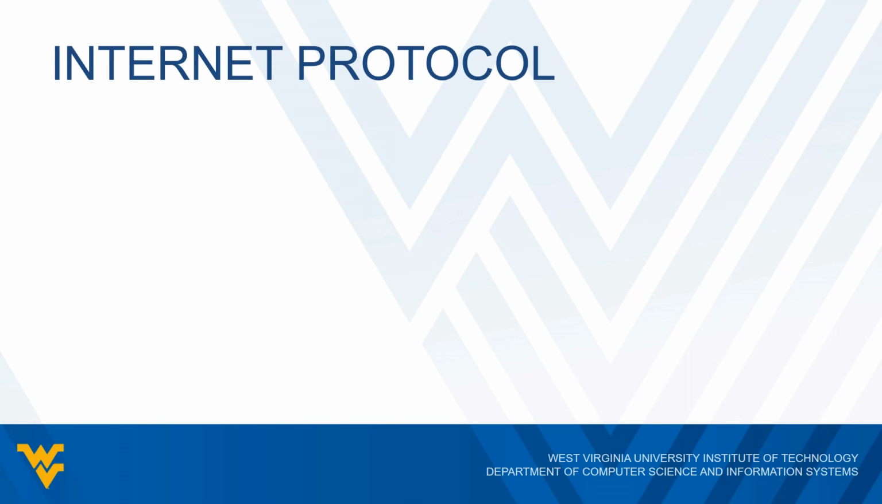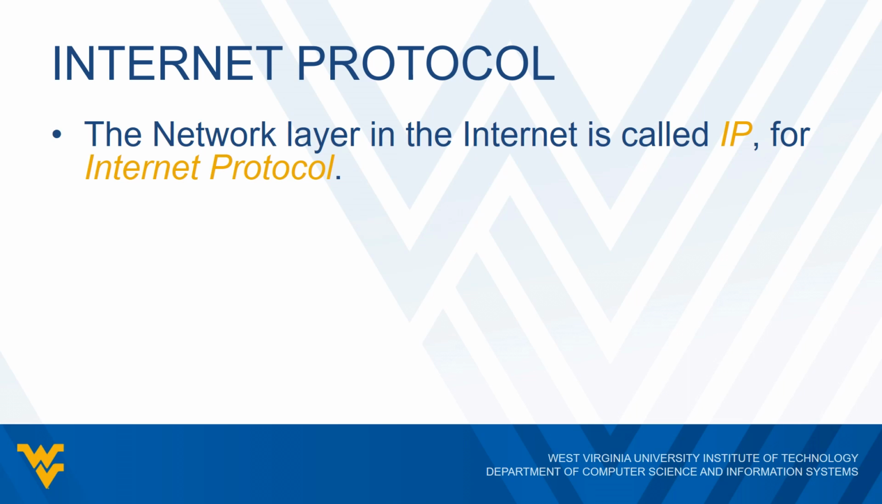Every node in the network must run the identical network layer protocol, and it's one of the most important parts of the protocol stack. The network layer in the internet is actually called IP, or Internet Protocol. Now, you've probably been exposed to the host naming scheme that's used on the internet. You probably use it in your emails or whenever you go to websites. For example, you might go to a site like google.com or wvu.edu. Those are host names.